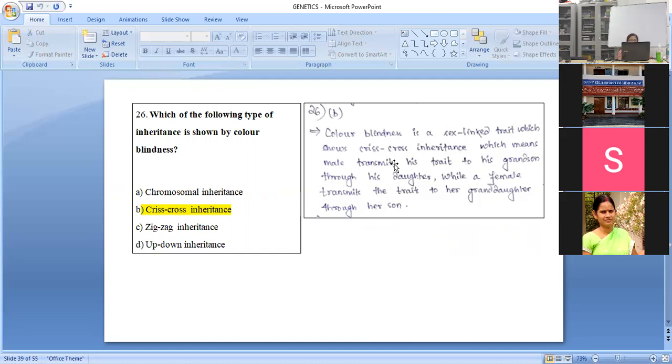So from the mother, it will go to the son. From the father, it will go to the daughter. Crisscross. From one particular gender, it will criss and cross to the forthcoming generation via the other gender. So from the male, it will be transmitted to his grandson, but via the daughter. And the female will transmit the same trait to her granddaughter through her son. So criss, it will always be from mother to son and from father to daughter.